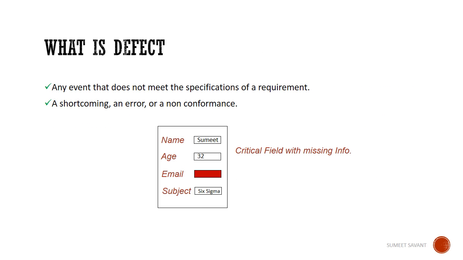What is a defect? A defect is any event that does not meet the specifications of a requirement. A defect is a shortcoming, an error, or a non-conformance.